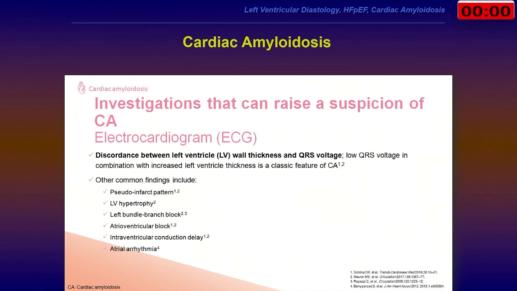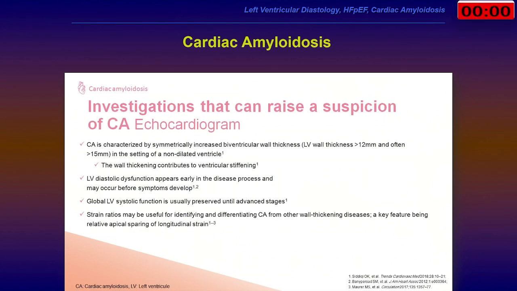Of course, if you have left ventricular hypertrophy by the ECG, left bundle branch block, AV block, or conduction delay, or any degree of atrial arrhythmias. Again, to increase the investigational technique, this is characterized symmetrically by increased biventricular wall thickness. So I mean, you have some degree of the LVH. It is not an extreme LVH.